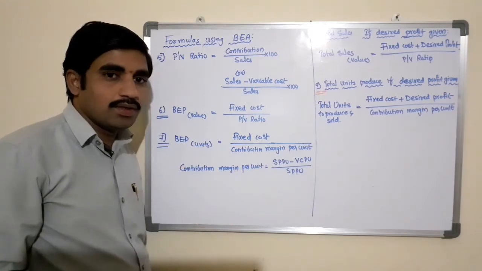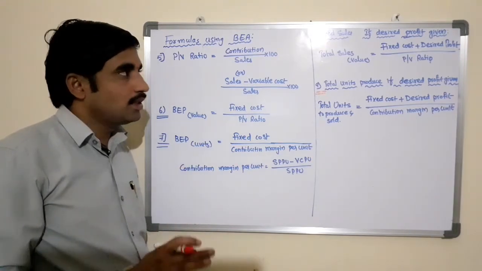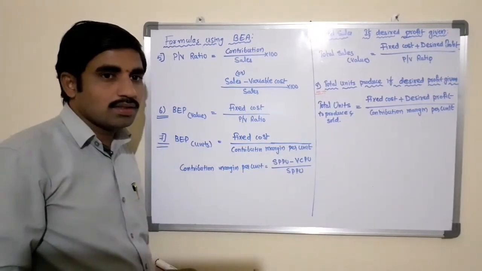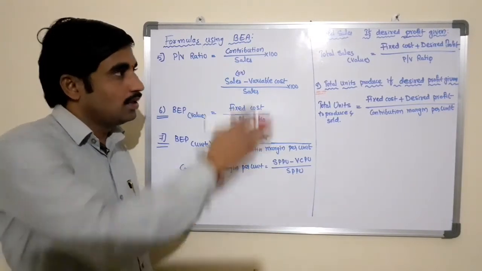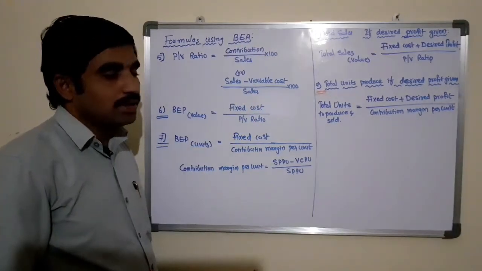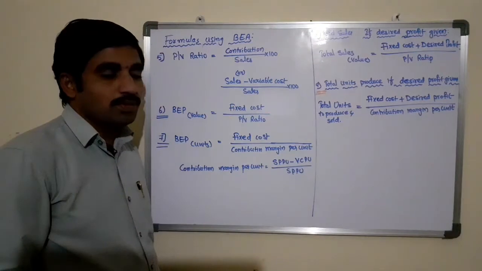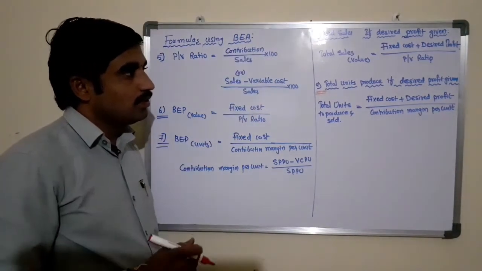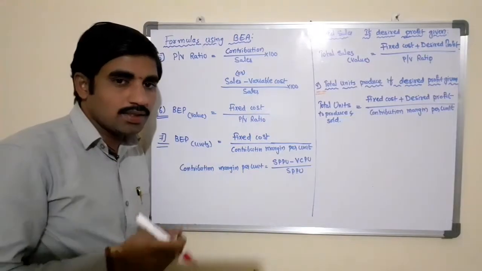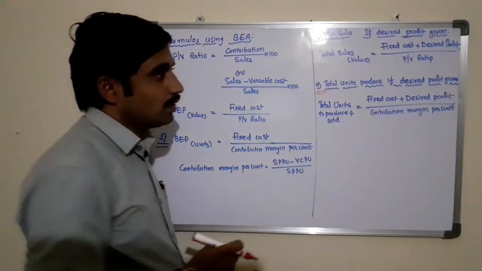If desired profit given, if any question asking that calculate the total sales in terms of value in order to meet or achieve the desired profit, means we can use the formula fixed cost plus desired profit by PV ratio.